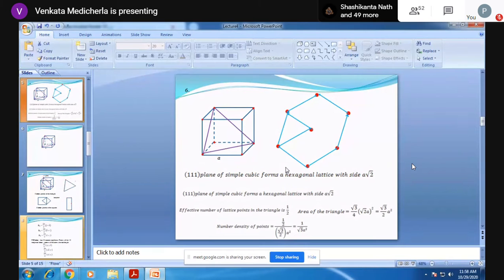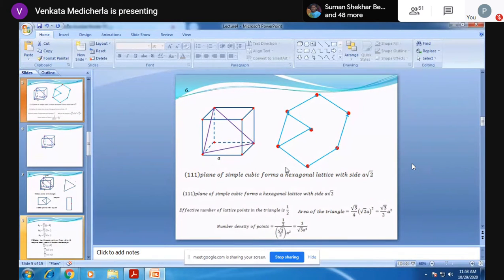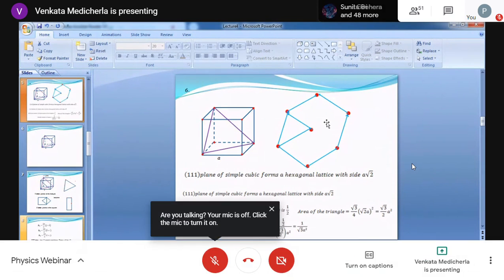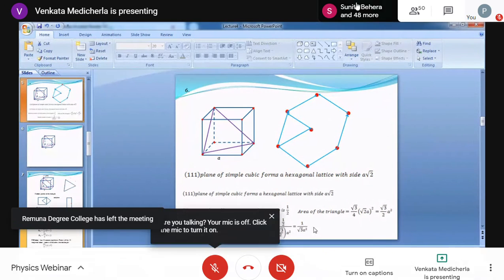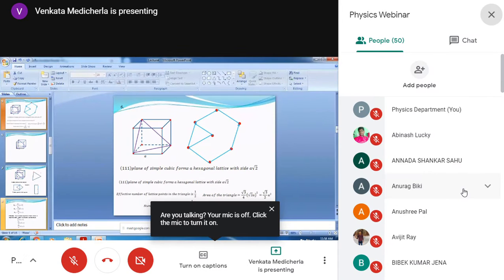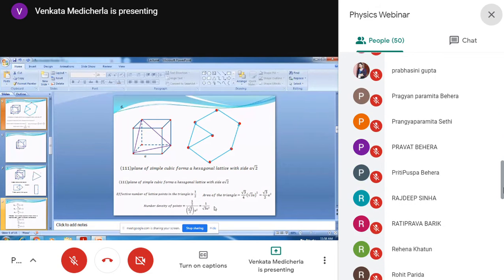If you take the total hexagon, each corner will be shared by 3 hexagons. So each corner will give effectively 1 by 3. 6 into 1 by 3, how much is that? That is 2. But 1 is there already at the center. 2 plus 1, 3. So you have 3 lattice points in the total hexagonal unit cell. You calculate the area of the hexagonal unit cell, 6 into root 3 by 4 a square. Then again you calculate, you get the same number density, whether you calculate using the triangle or using the bigger unit cell, it doesn't matter. Number density is a constant. So this way you can calculate the number density.